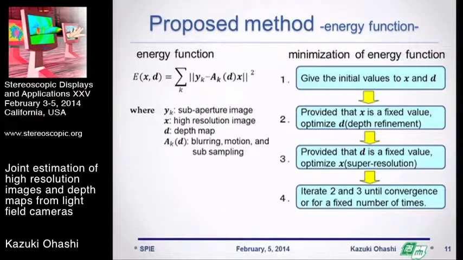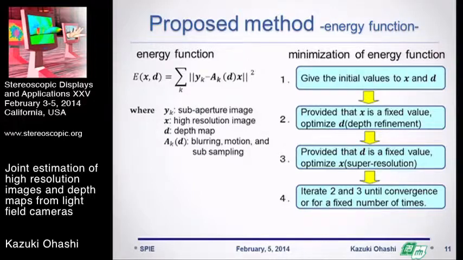In our method, this energy function should be minimized. This energy function represents the square error of sub-aperture images and the deteriorated image from the estimated high-resolution image. The procedure of minimization of the energy function is as follows. First, give the initial values to the high-resolution image and depth map. Then we perform depth refinement.